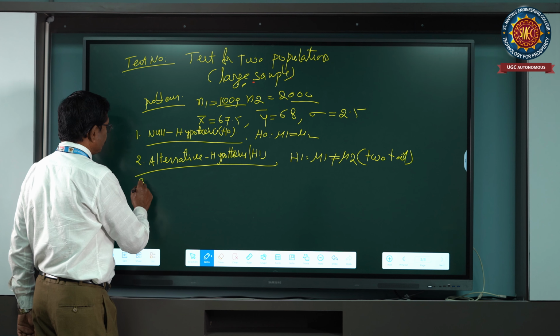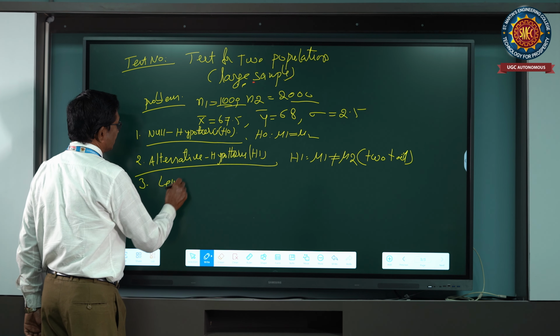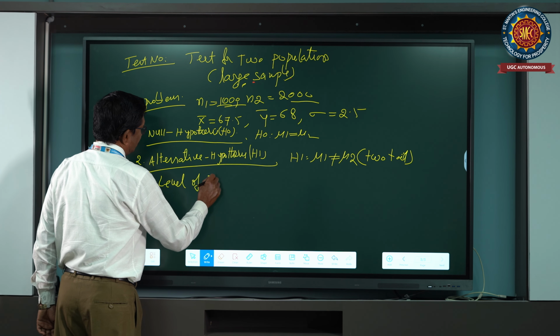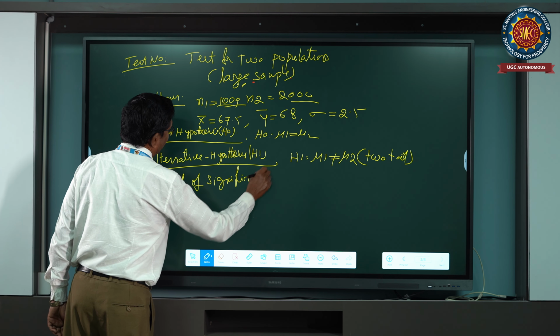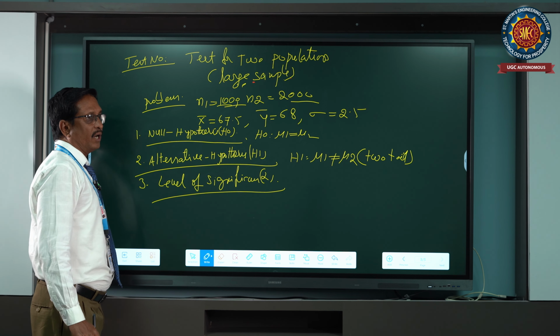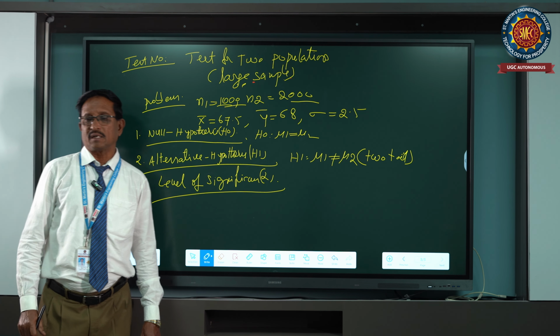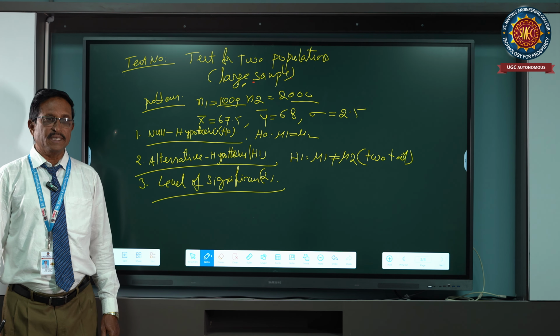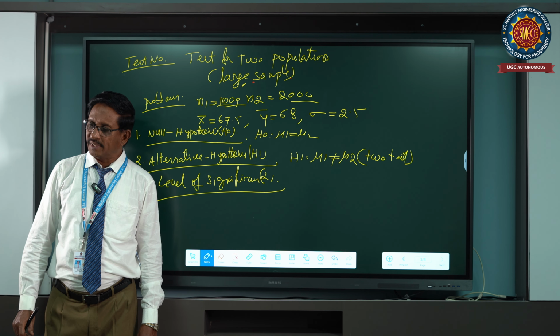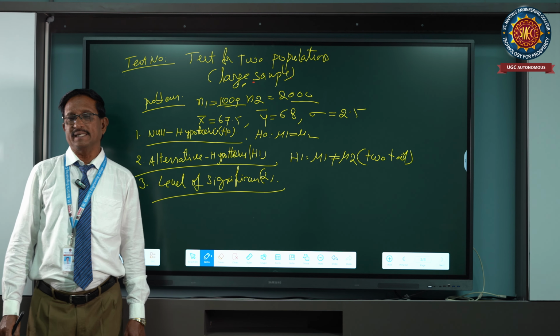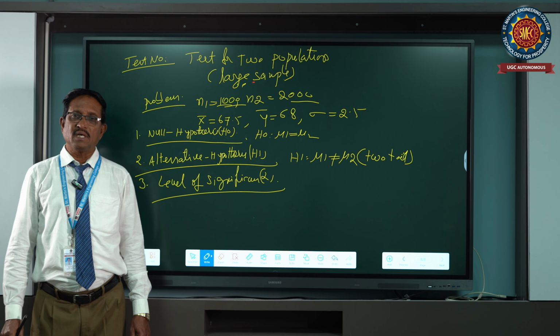Step number 3, level of significance, alpha. The probability of type 1 error is called alpha. Alpha is the level of significance. Choose an appropriate level of significance alpha percent, which is either 5%, 1%, or 10%.